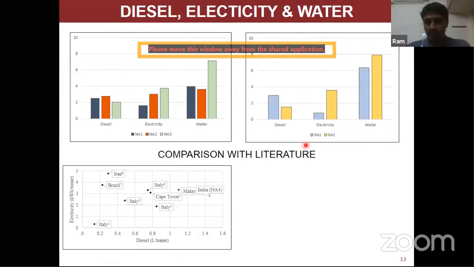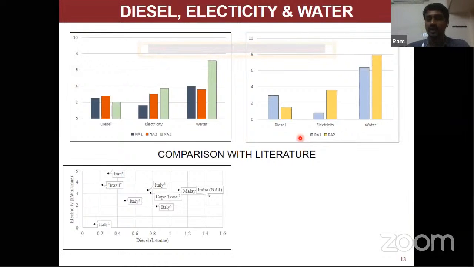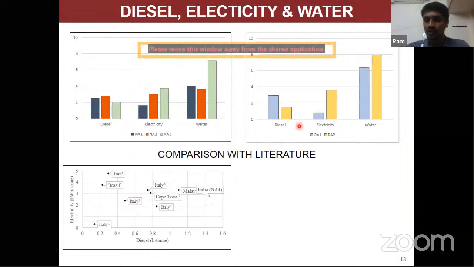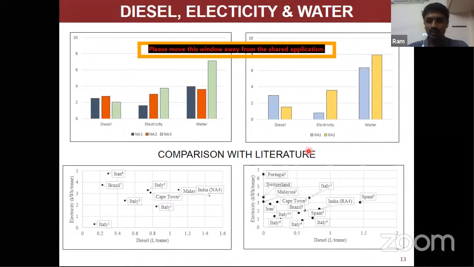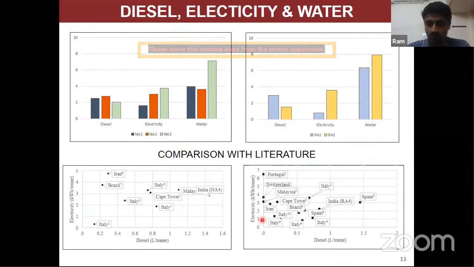When we go to the recycled aggregate facility, it is almost similar to the natural aggregate facility because the technology is not really very different from the natural aggregate crushing facilities. So the diesel consumption is again about 2 liters for every ton of production, electricity varies from 1.5 to 3 kilowatt hours, and the water varies from 6 to 8 liters per ton of production. Again, if we compare it with the literature across the world, we find that India is not really off the picture. It is not that inefficient. It's almost comparable all over the world.